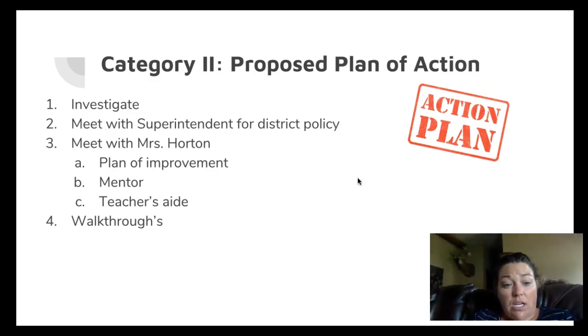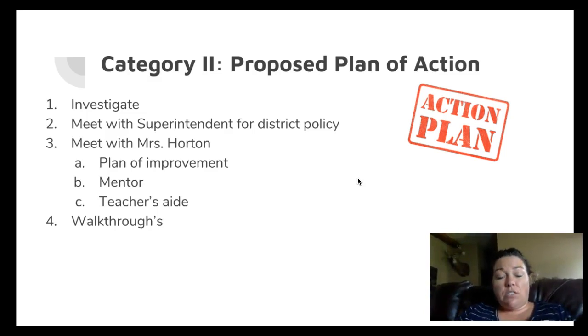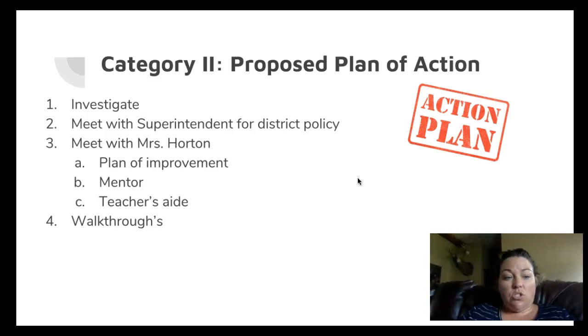And then I would probably meet with the superintendent and say, hey, so here's what's been happening. You know, there's concerns from parents. I've met with parents and kind of give him the history and get him or her caught up. And I would find out what our district's policy is in regards to the proposed plan of action and what kinds of things that I need to do from there.